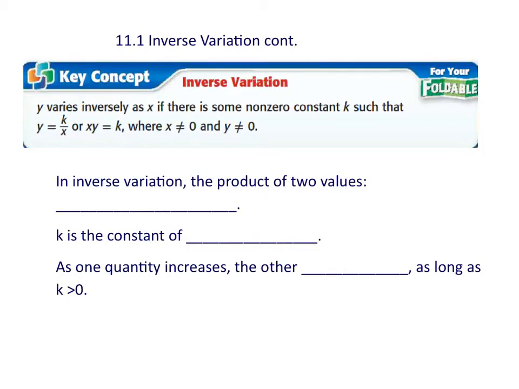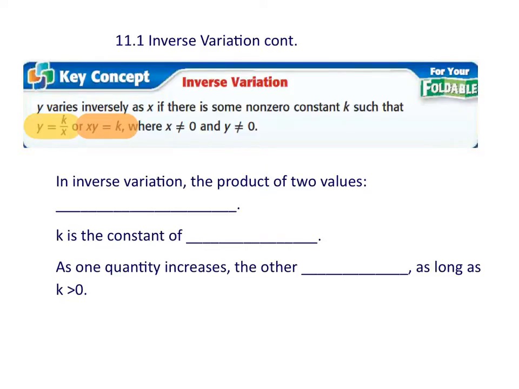Now let's look at inverse variation. Inverse variation states that y varies inversely as x if there is some non-zero constant k such that y equals k over x or xy equals k, where x cannot equal 0 and y cannot equal 0. So let's look at y equals k over x, and let's look at xy equals k. So those are two different equations that essentially mean the same thing. You could use either equation to write an inverse variation equation.